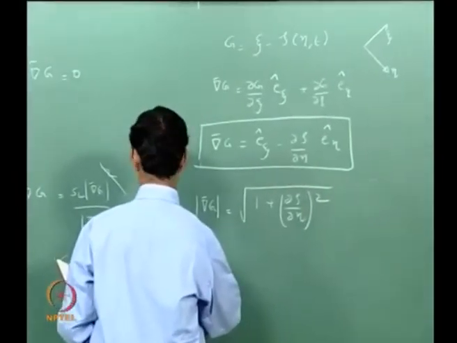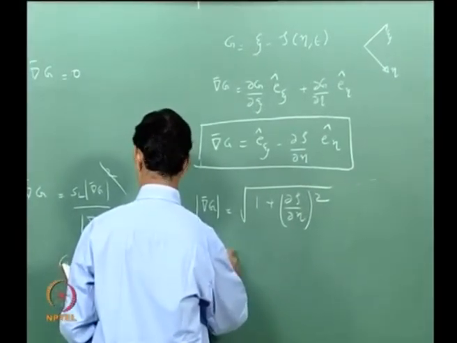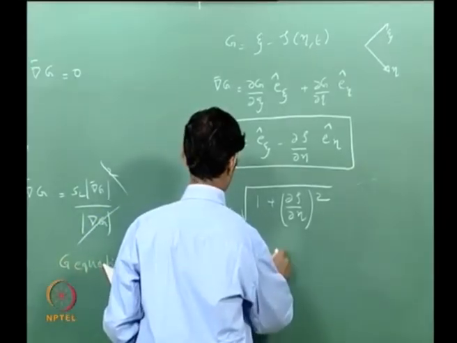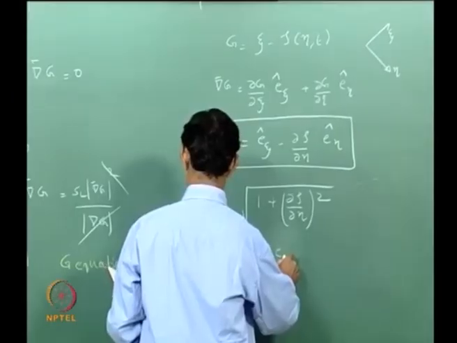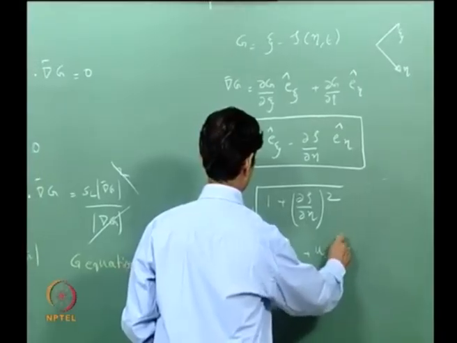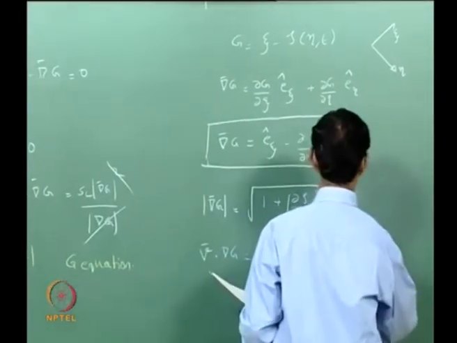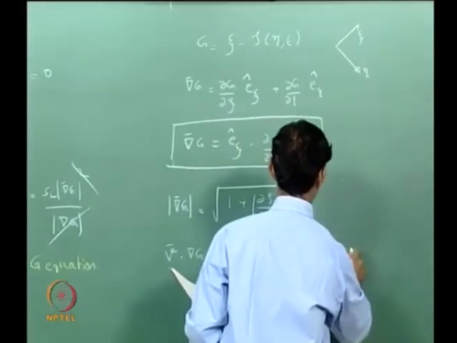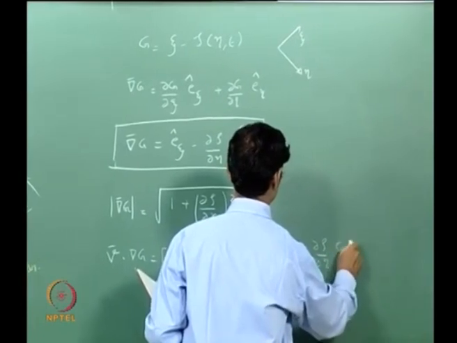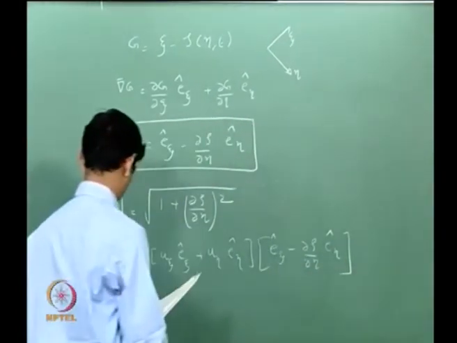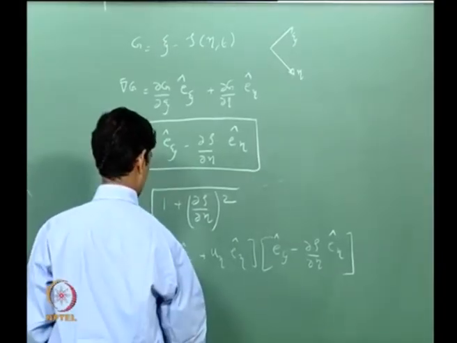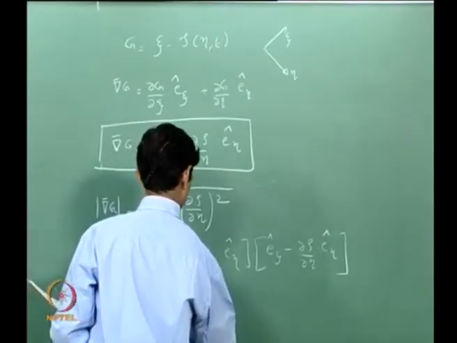So V dot del G is U psi E psi plus U eta E eta, taking a dot product with del G. So what is this? This is U psi minus U eta.